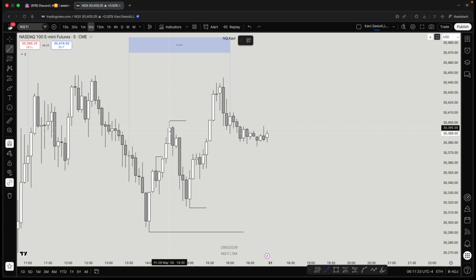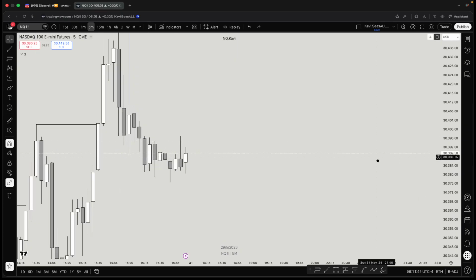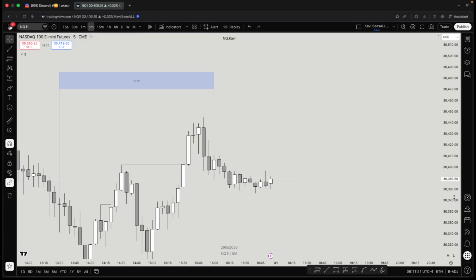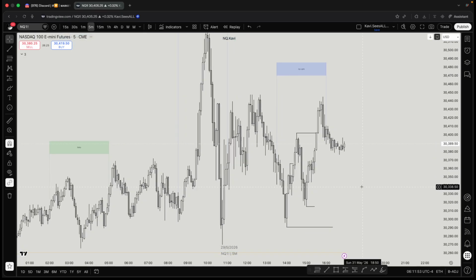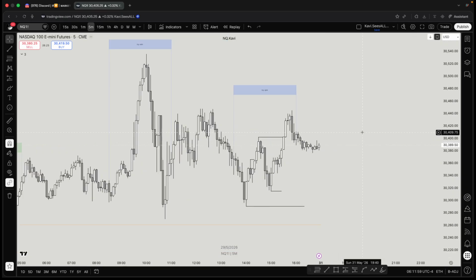We want to see a close past our highest high. Therefore, if we close past this, which we do get, then our trend is considered healthy. Now I'll be so honest, I don't think I can find a bearish example because I'm an idiot.